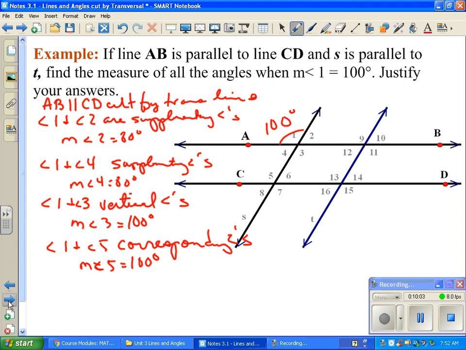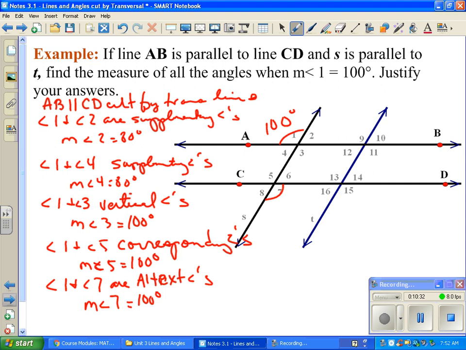So let's go on and compare it to angle 7. Now angle 7 is outside, angle 1 is outside, and they're alternating. So angle 1 and angle 7 are alternate exterior angles. So that makes angle 7 100.